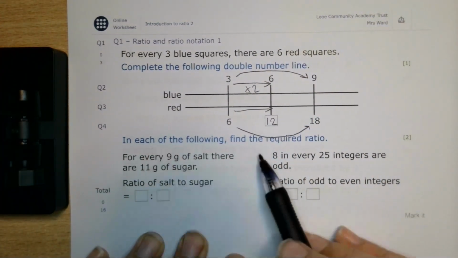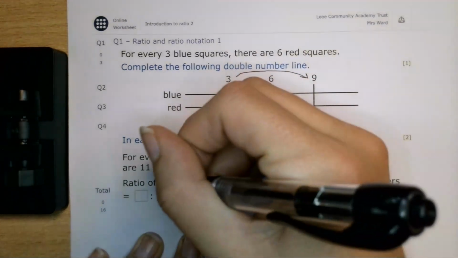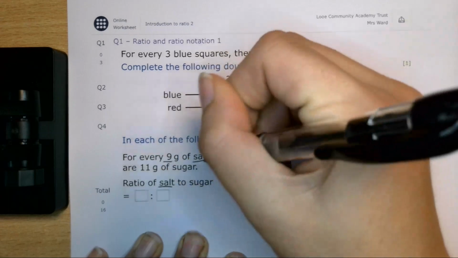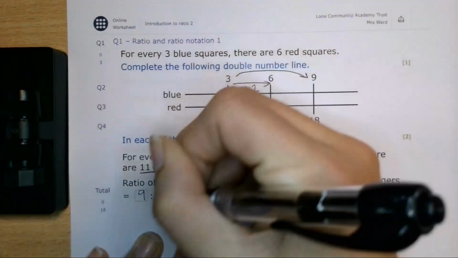In each of the following, find the required ratio. Salt to sugar. So salt, 9 grams of salt. Sugar, 11 grams of sugar. 9 to 11.